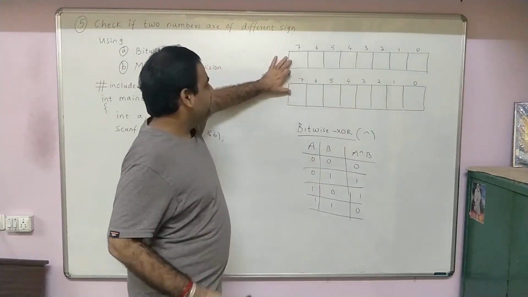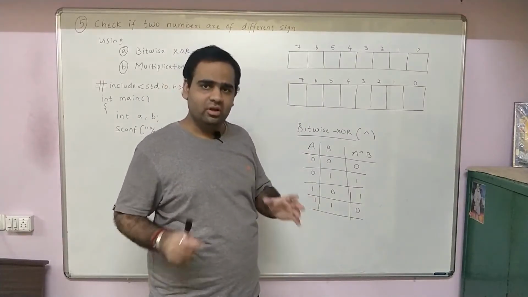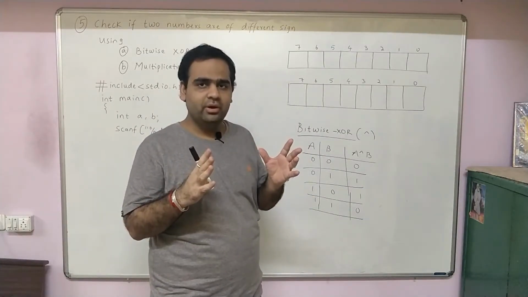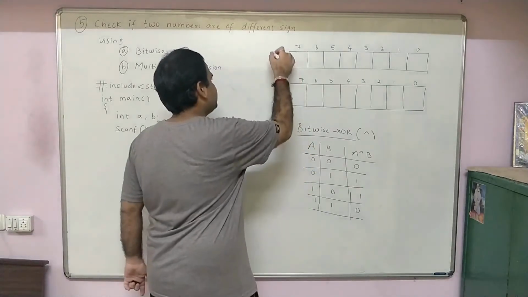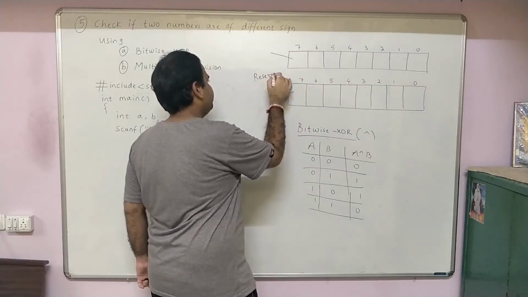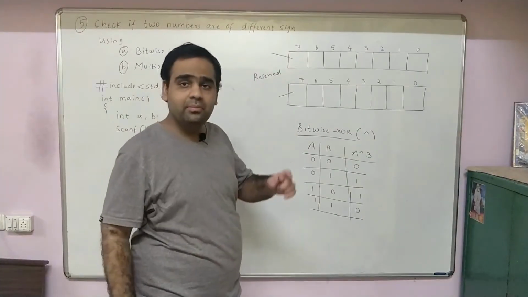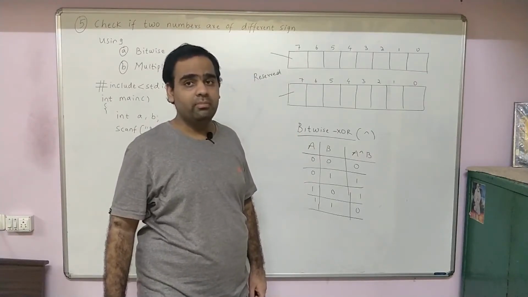Now we have drawn two boxes over here. Let us assume that the integers are represented by 8 bits. Normally they are 32 bits, just assume that they are of 8 bits. Now this last bit is reserved for the sign bit. If it is 1, it means it is a negative number. If it is 0, it means it is a positive number.